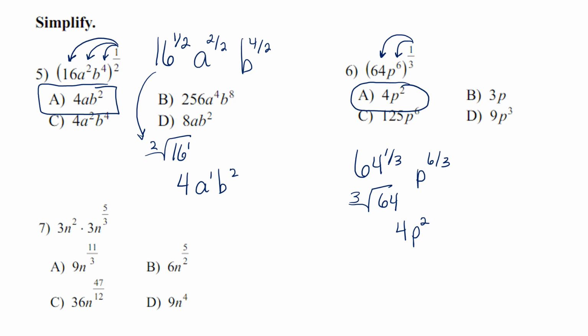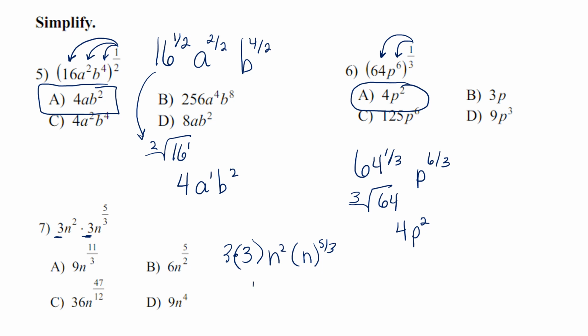And then our last example. This is the product property, so I'm going to multiply the coefficients together first. So 3 times 3, you can rearrange these however you want. And then n squared times n to the 5/3.